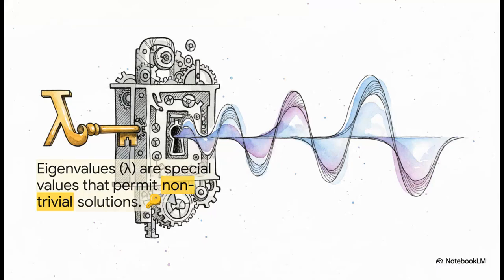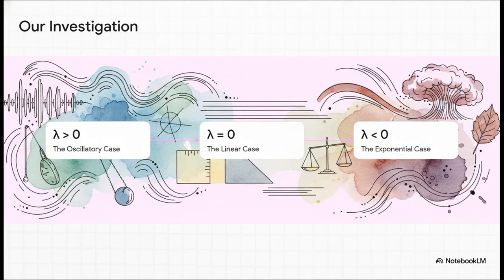And that's where our two main characters for today come onto the stage. First, we have eigenvalues. That's the Greek letter lambda. Think of these as the special secret keys that unlock those interesting non-trivial solutions. And the solutions they unlock, we call those eigenfunctions. The bottom line is, only very, very specific values of lambda will let us find a solution that isn't just 0. So, how do we find these special lambda values?